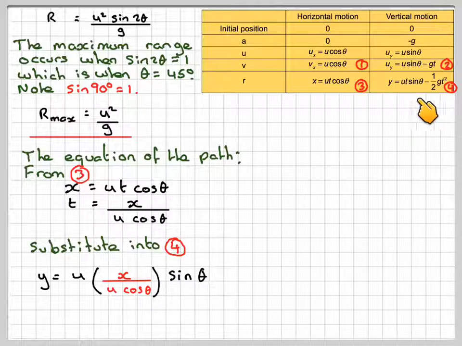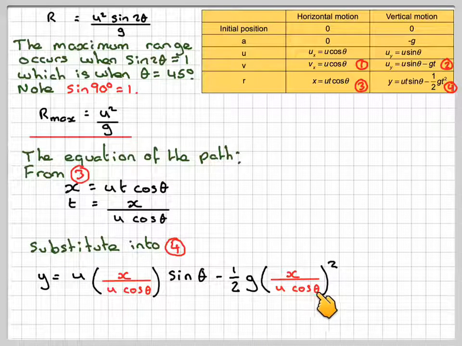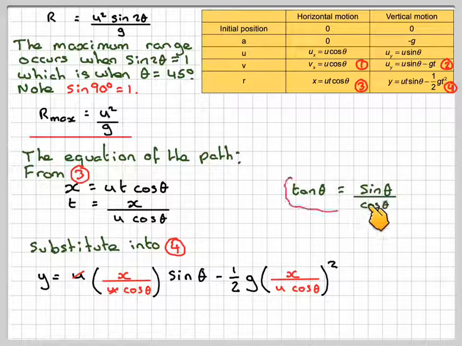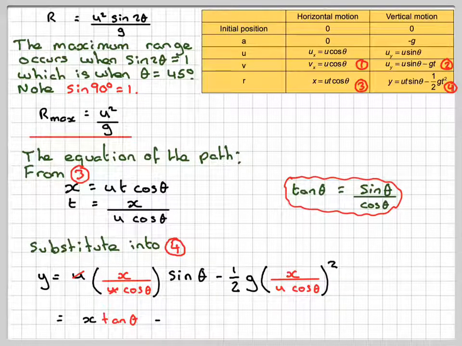Put it into the first part of that, minus a half g times x over u cos theta, all squared. So this is actually the equation of the path with no t in it. We've eliminated t. Right, so the u's will cancel. And then we know that tan is sine theta over cos theta. So the first part will be x tan theta minus g x squared over 2u squared cos squared theta.